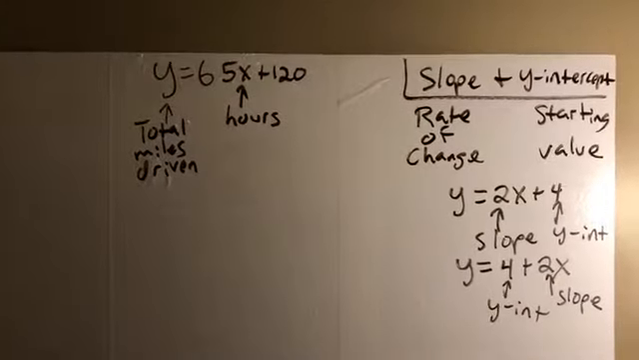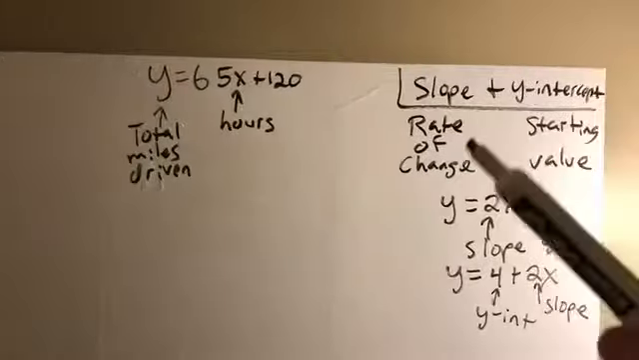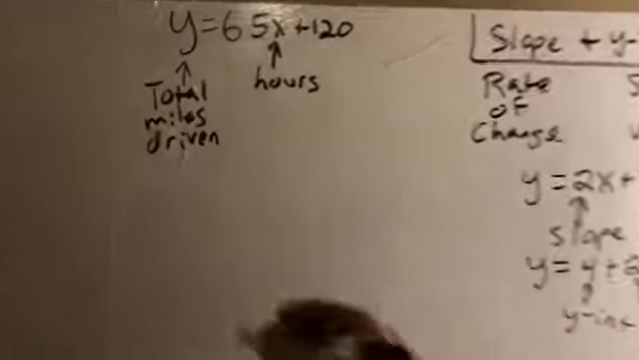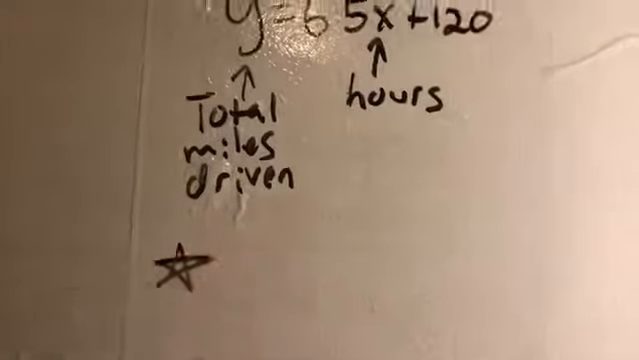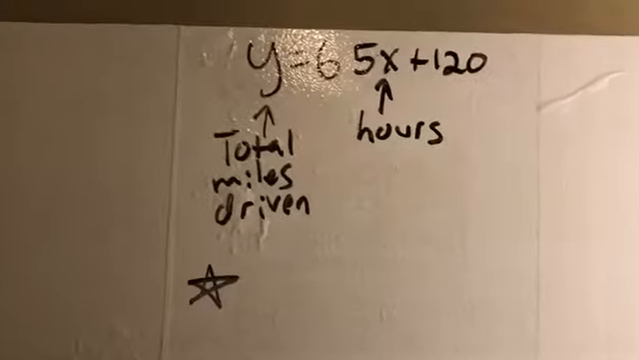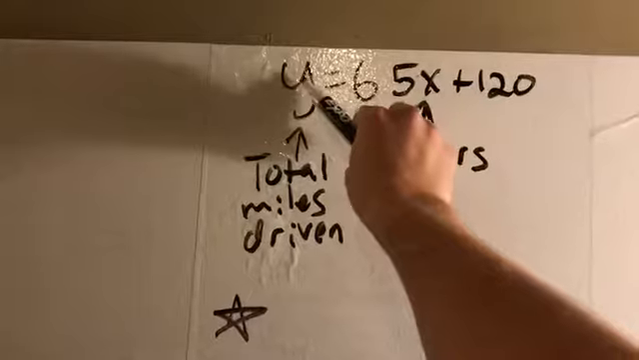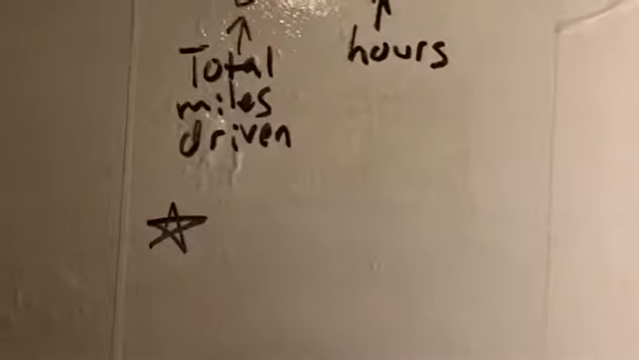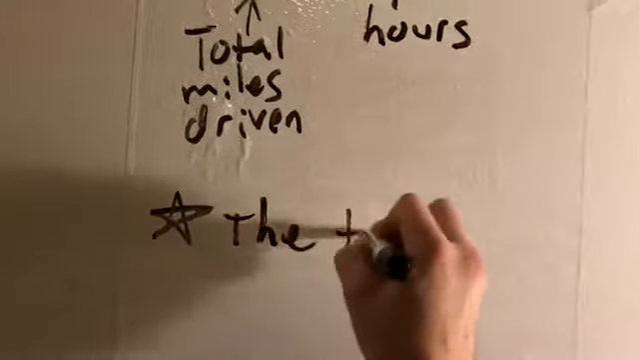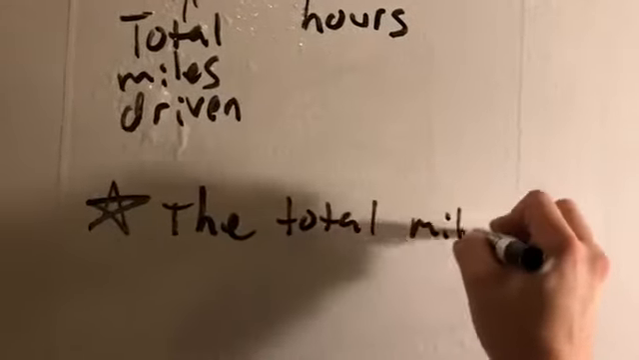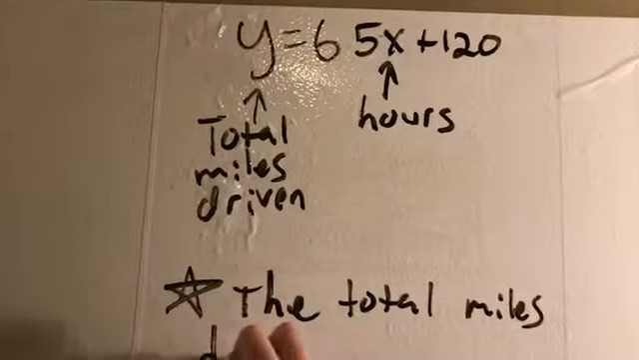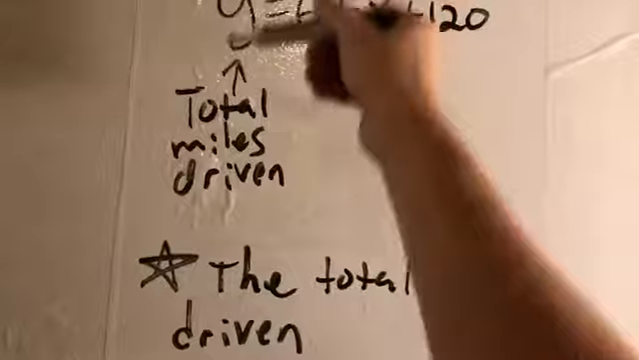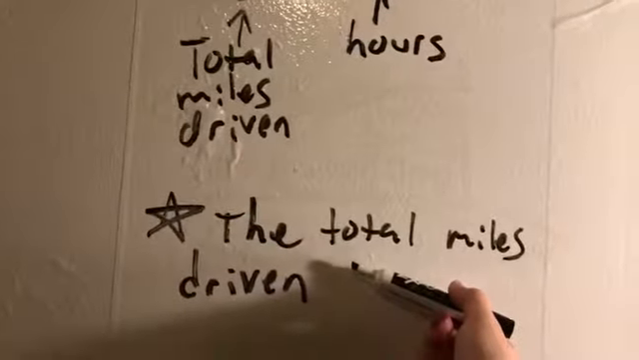Now we need to put the pieces together. We know that the slope is your rate of change. We know the y-intercept is the starting value. We need to figure out, how do we start a solid sentence? You always start your interpretation sentence with whatever this alone variable is. Right now, y is alone. It counts for total miles driven. So my sentence must start with the total miles driven.